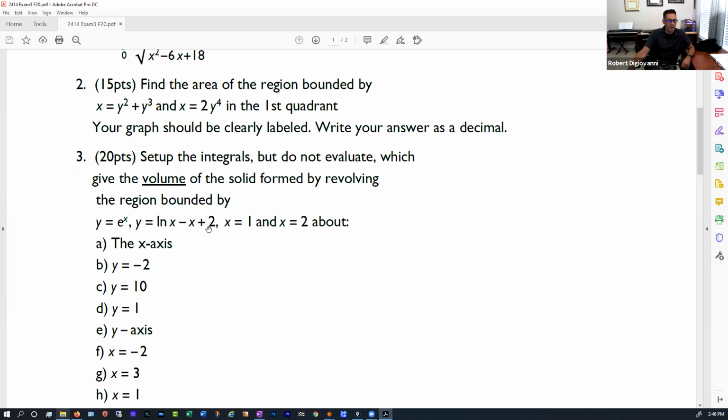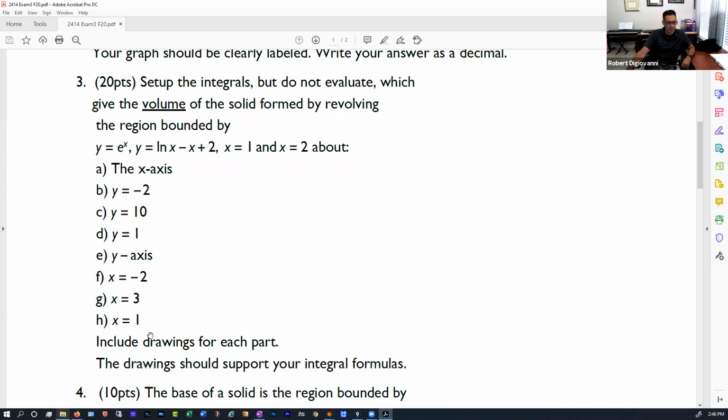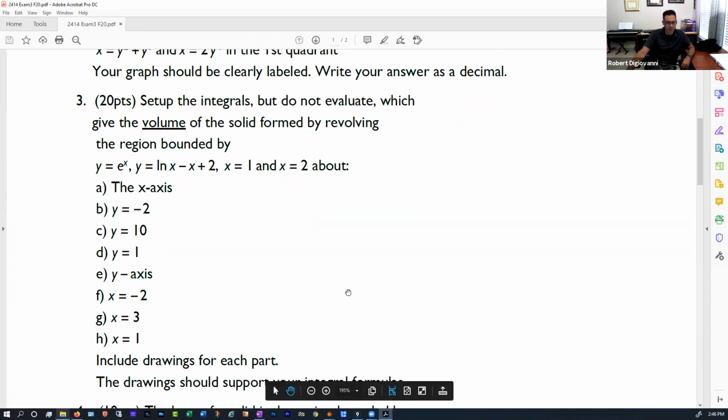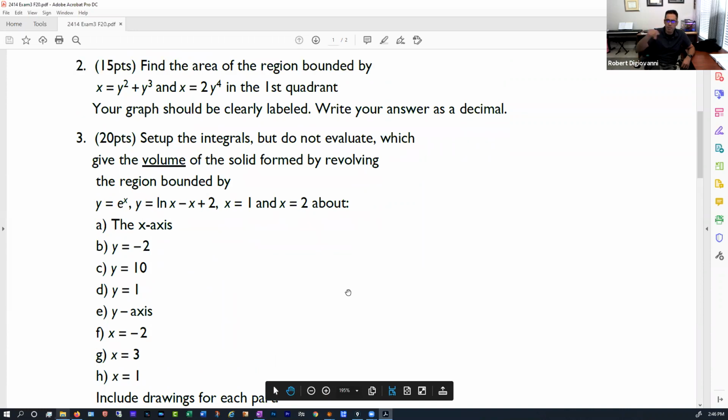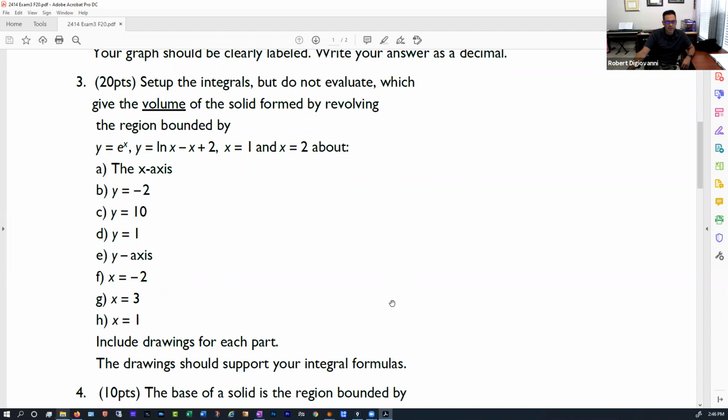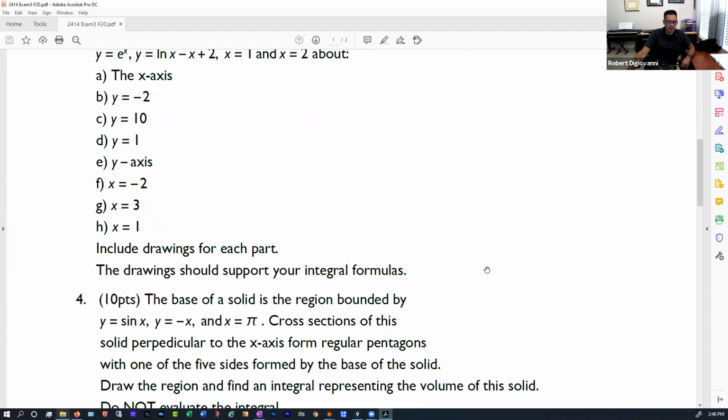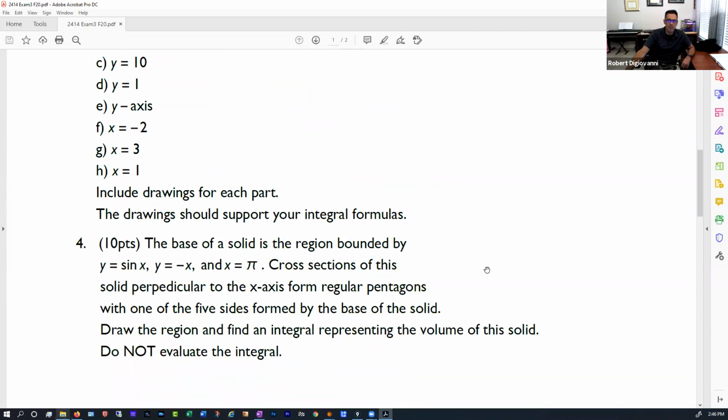But when I tell you to set up the integral, I want you to include the drawings for each part. The drawing should support your integral formulas. That means take your time to show me pictures, draw me the function. I'm giving you extra time because I want you to take your time through this. I don't want you to rush through it. I don't want you to try and force it.